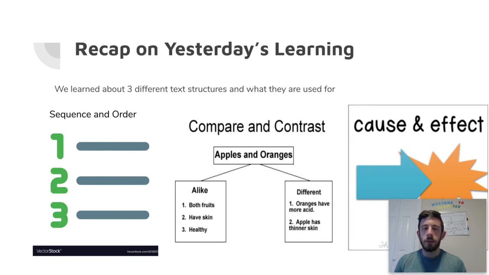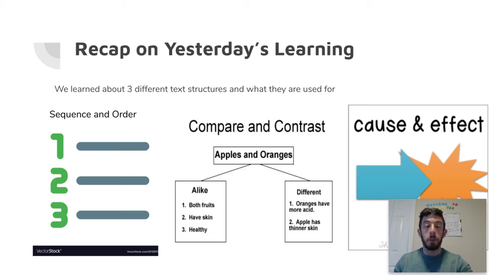So let's just recap what we learned yesterday. There are three different text structures that we usually see. The three different text structures are sequence and order, compare and contrast, and cause and effect. Sequence and order puts information in a sequence, right? First, second, third, next, last. Compare and contrast compares how two things are alike or different.